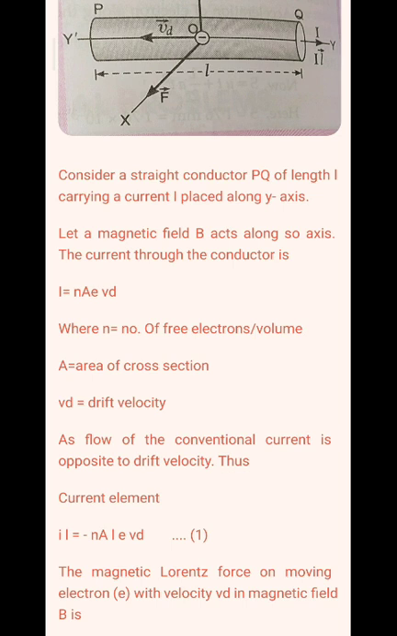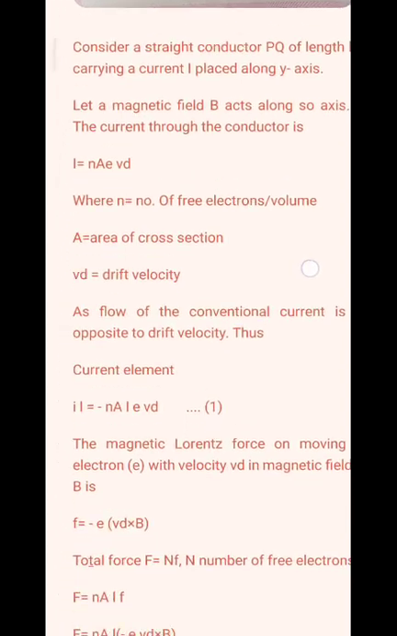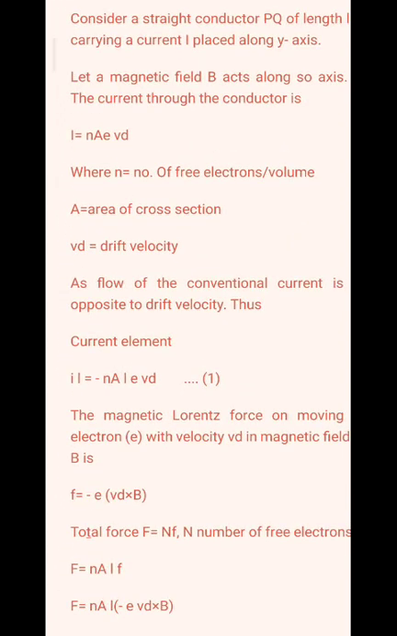So we get the current element, which is a vector. The current element is a vector which is the product of current and length and is directed along the direction of the conventional current. The negative sign is because the velocity is opposite to the direction of the current. Now the magnetic force on a moving electron is equal to charge into v cross B, here the charge of the electron.